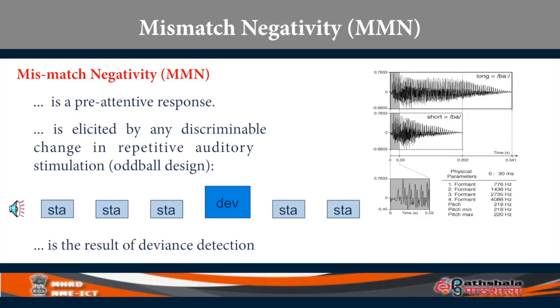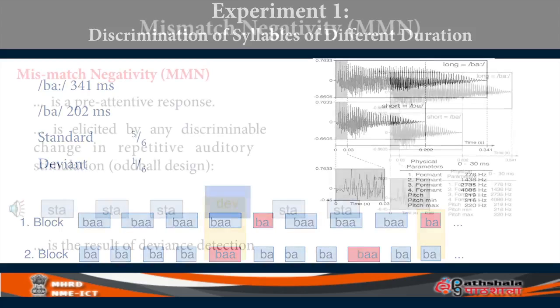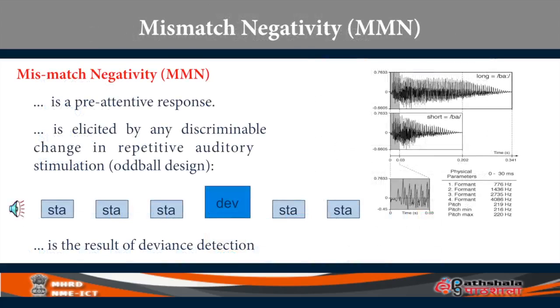So MMN is basically a pre-attentive response. It is elicited by any discriminable change in repetitive auditory input. All right, the technique is called the oddball paradigm. In this picture on the screen, you see one stimulus is long, it is ba. The next stimulus is ba, short. So you give a series of stimuli, maybe long, short, long, short. I will demonstrate to you. See, now you hear st, and then there is a deviant, then st. When the brain detects something odd or deviant from the regular, it throws up MMN. So MMN is the result of detection of something which is deviant from the standard.